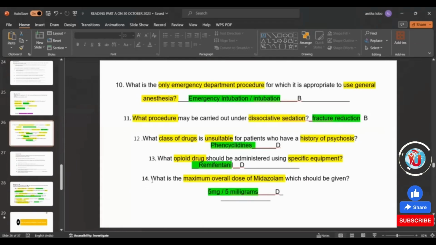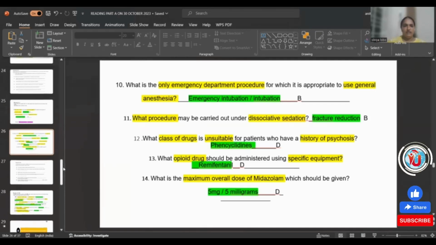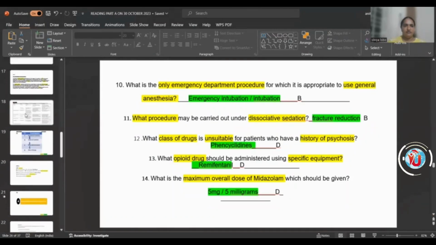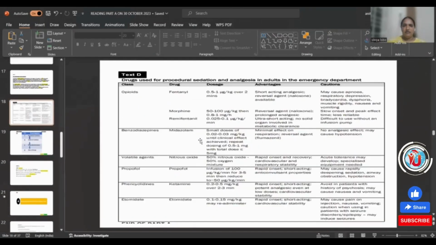Next one is 14. What is the maximum overall dose of midazolam which should be given? So we have to check in text D. Here they give a small dose of 0.02 to 0.3 mg per kg until clinical effect is achieved. Repeat dosing of 0.5 to 1 mg with a total dose of 5 mg. So the answer is 5 mg.